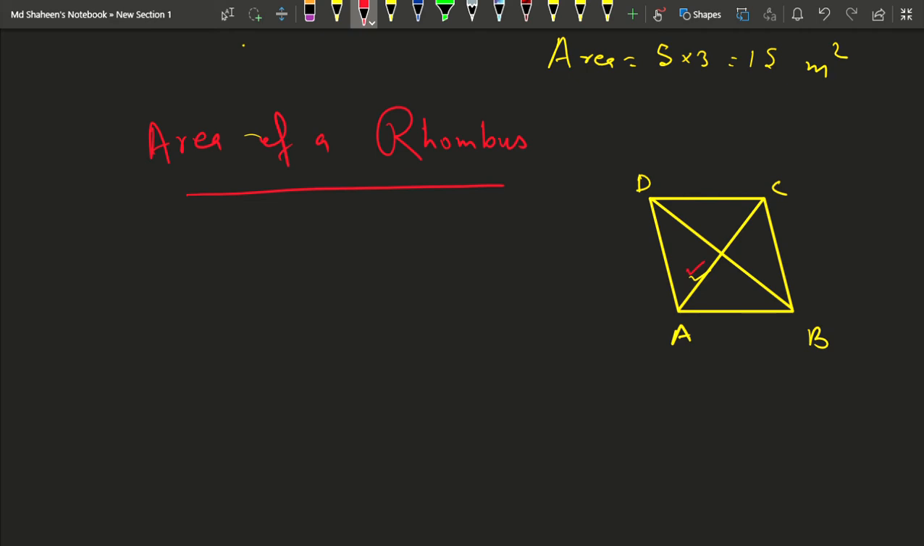So to find the area of a rhombus, you need two things: the lengths of the diagonals. If you know the length of the two diagonals, AC and BD, then you can find the area.